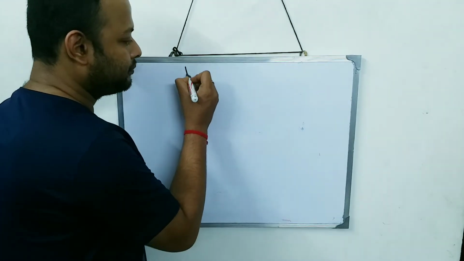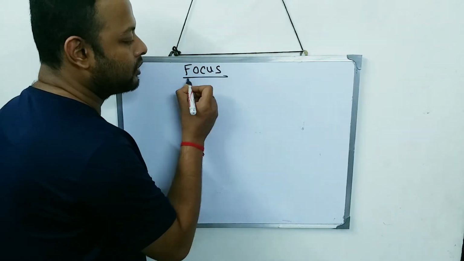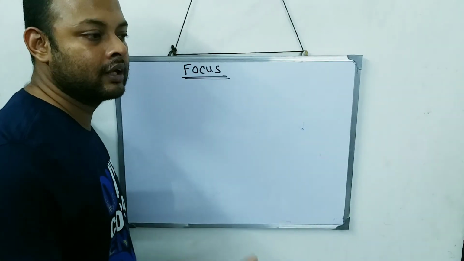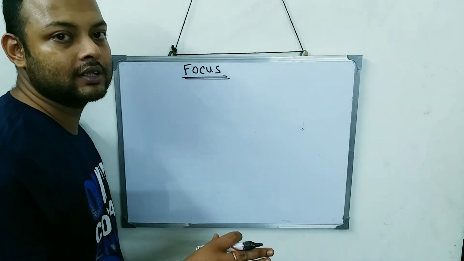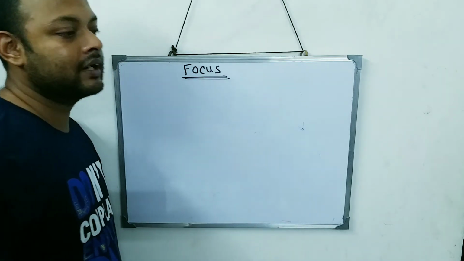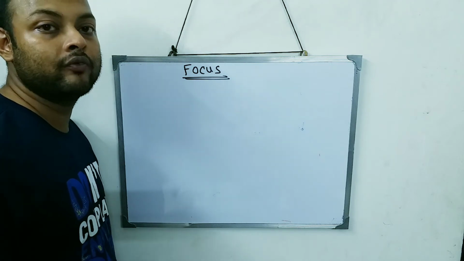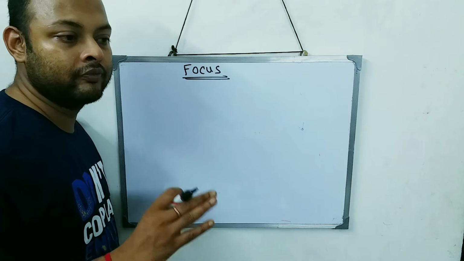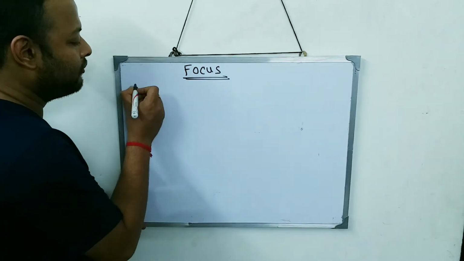Today's part is focus, which is very important from the exam point of view, because all the diagrams that you will do in the next part are related to focus. As I told you, there are two focus, F1 and F2. Now which side will be F1, which side will be F2? To fix that, we have to follow certain rules.